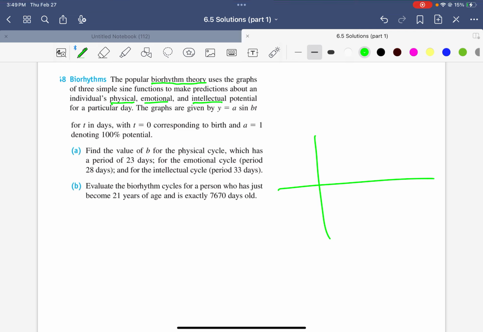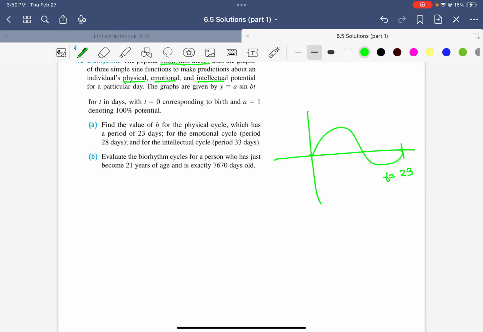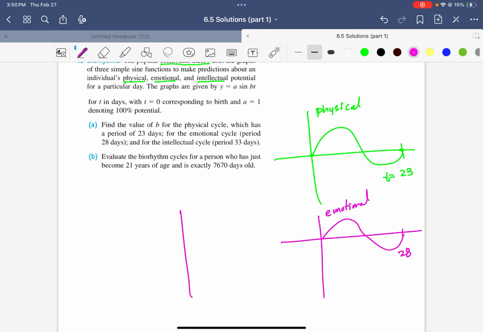And it wants to know the B value for, so this is the what? This is the physical. Then it says find the B value for the emotional. So again, it's going to do this, but for the emotional, it's every 28 days. And then for the intellectual, the brains of the outfit, it's going to be a cycle like this, but it takes every 33 days. So that's the what? Intellectual.